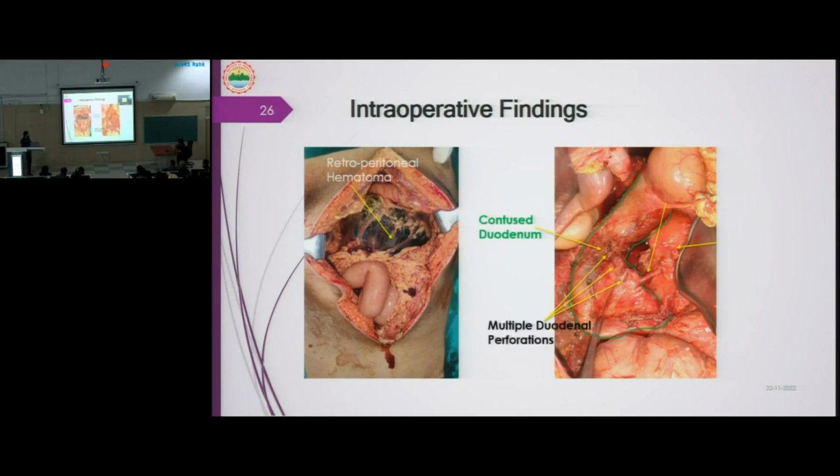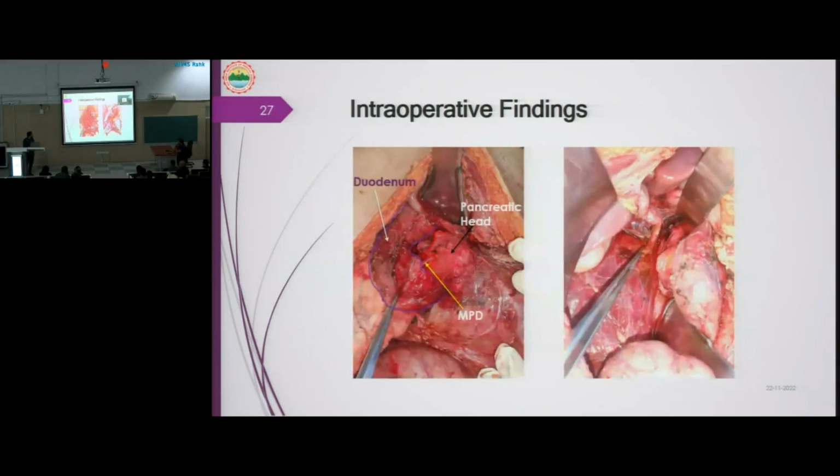The main pancreatic duct is intact. So I think this might be the first case where there is complete pancreatico-duodenal disruption, but the pancreatic duct is intact. We have not seen any case, to the best of our knowledge. So we can see here the pancreatic duct is intact, and this is the pancreas. Main pancreatic duct is intact, and the duodenum has multiple contusions and perforations.